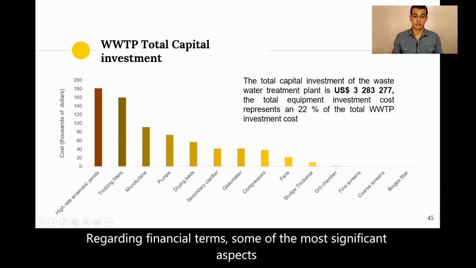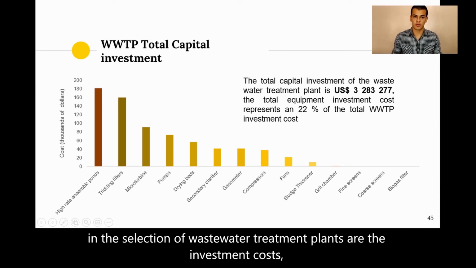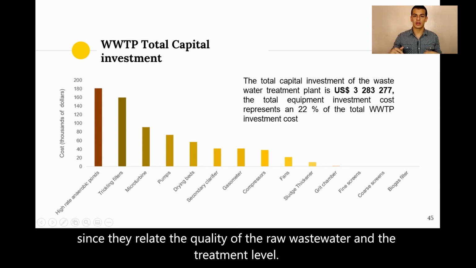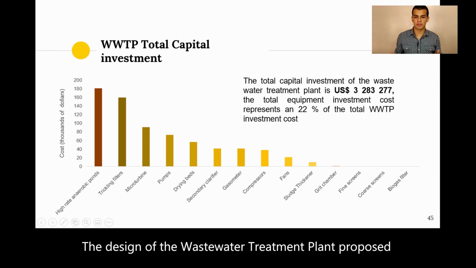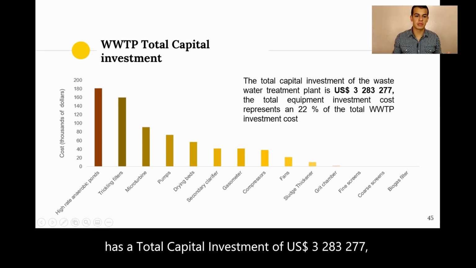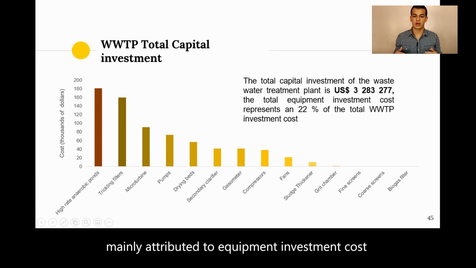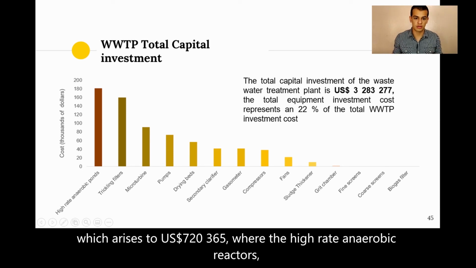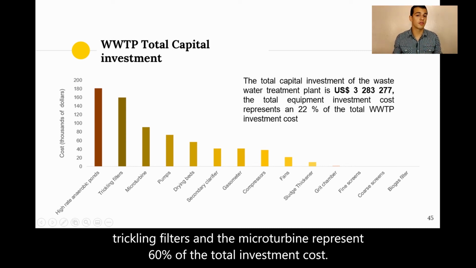Regarding financial terms, some of the most significant aspects in the selection of wastewater treatment plants are the investment cost, since they relate to the quality of the raw wastewater and the treatment level. The design of the wastewater treatment plant proposed has a total capital investment of $3,283,277, mainly attributed to equipment investment cost, which amounts to $720,365, where the high-rate anaerobic reactors, trickling filters, and the microturbine represent 60% of the total investment cost.